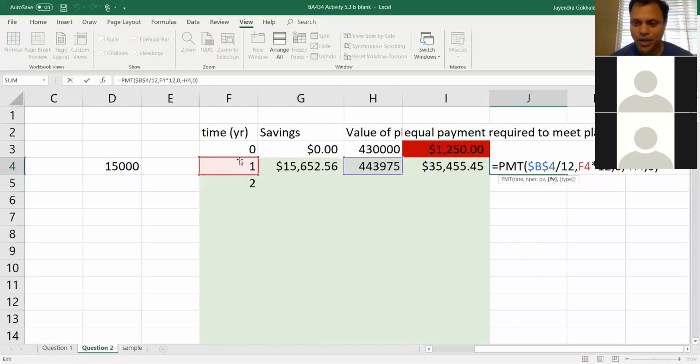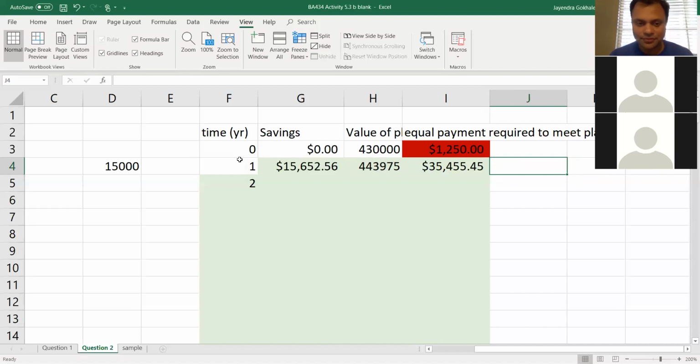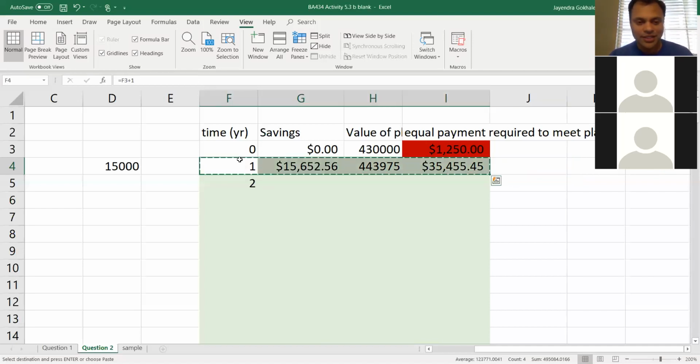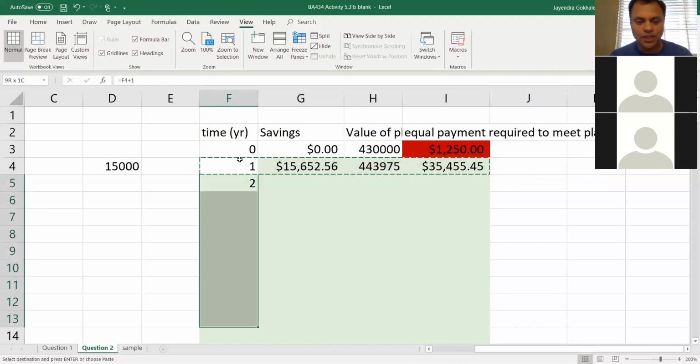Okay, yep. Did you get the same answer? Yeah, I just finished typing it in. All right, so you got the same answer? Yep. All right, now what I'm doing is, I'm just going to copy and paste this formula in a ton of cells here.